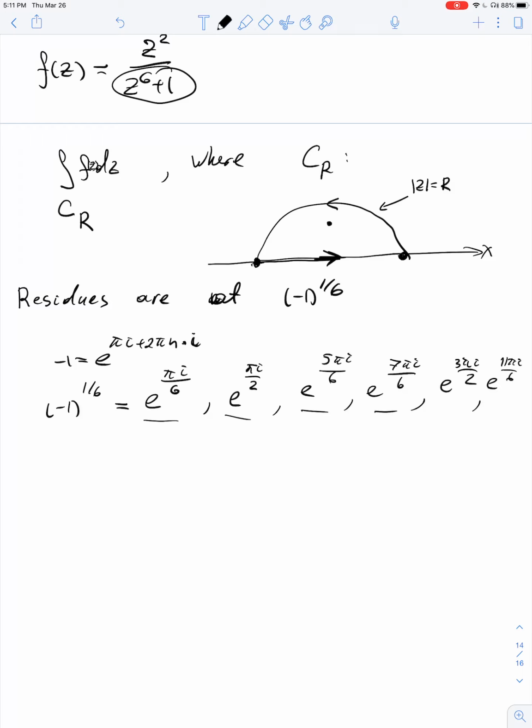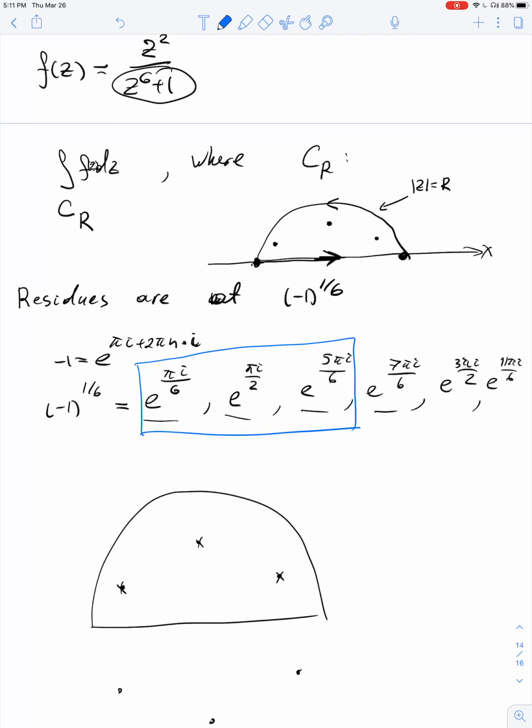So which ones are residues? Well, e to the pi i over 6 is somewhere here. Then the next one is this, the next one is this. Let's draw a picture again. So one is here, another one is here, another one is here, and then another one is here, and here, and here. So these ones are residues, and these ones are not, because they're not in the contour. So only these three are residues, and these are not.